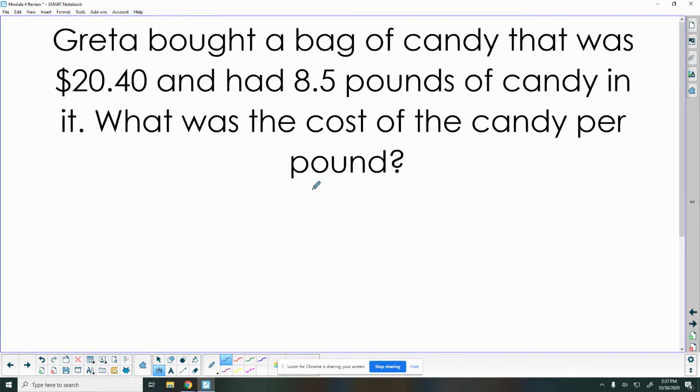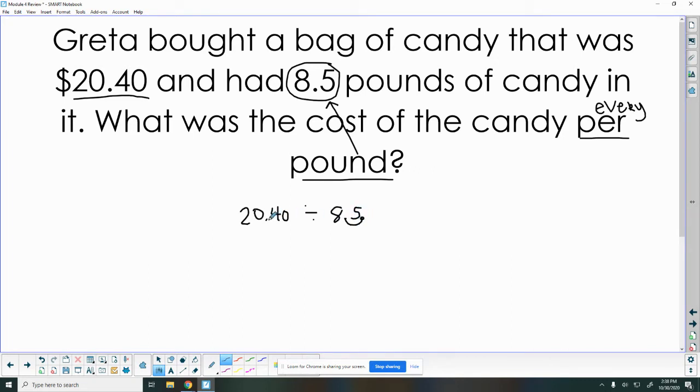Greta bought a bag of candy that was $20.40, and inside the bag of candy there was 8.5 pounds. What was the cost of the candy per pound? So every time you had a pound, it wants to know how much it cost. So we're dividing by the pounds. Pounds should go on the outside. So we have 20.40 and we're dividing that by 8.5. I know I need to move the decimal one place. So I need to move the decimal one place here.